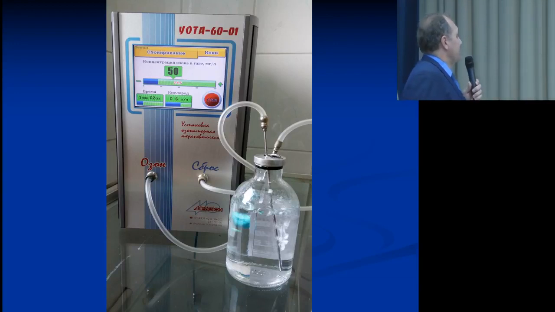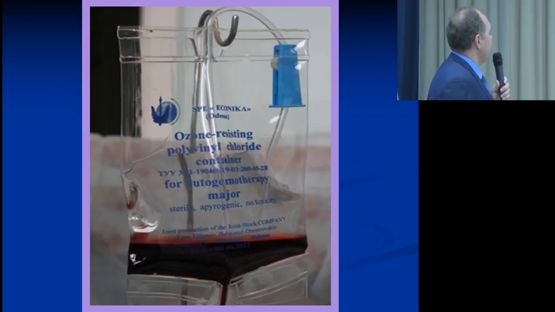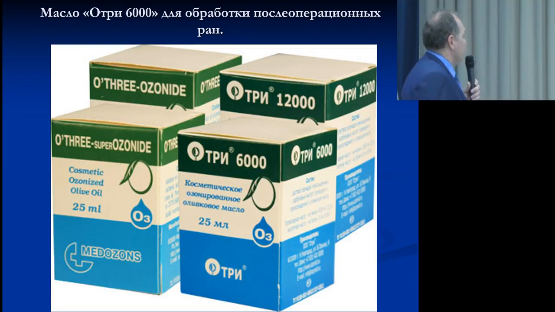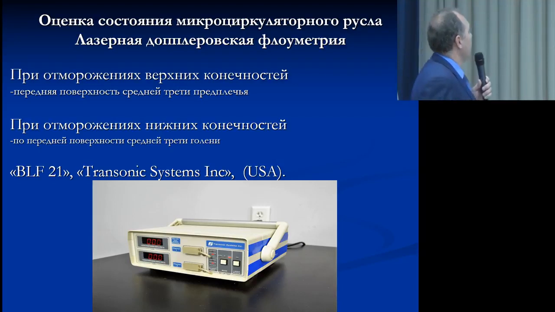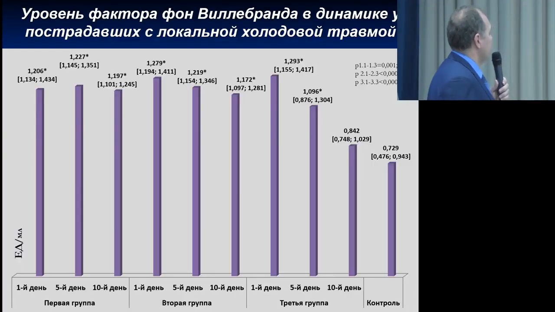Ozonized physiological solution was prepared, manufactured on this device. Major autohemotherapy was performed on a Bozon device, using special bags like this, and the wounds were treated by oil O3 6000. Also, the patients had their microcirculation state studied by this microcirculatory device.